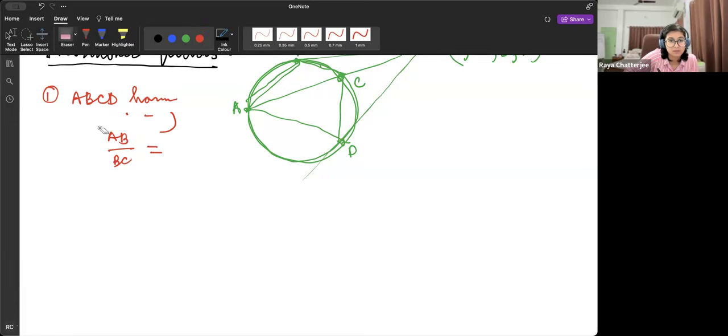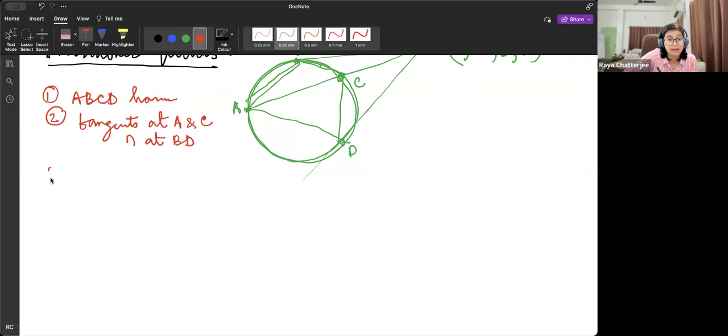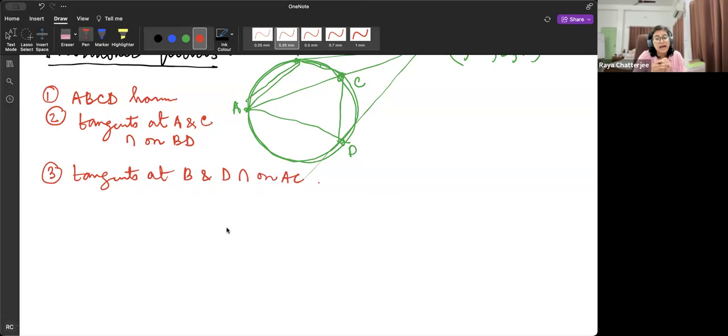Let's just skip this. Yeah, so the second one is tangents. If at any point my handwriting is illegible, just let me know. Tangents at A and C intersect at, and tangents at B and D intersect, not exactly at, but on AC. This is absolutely the most powerful thing that's going on.